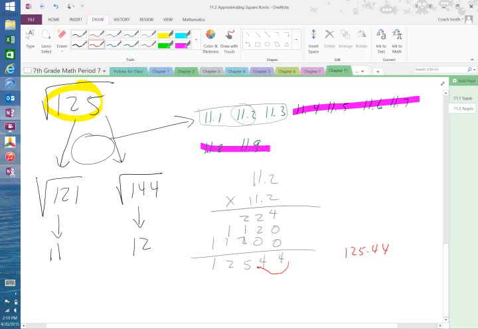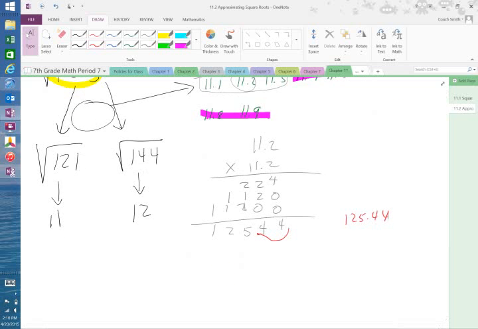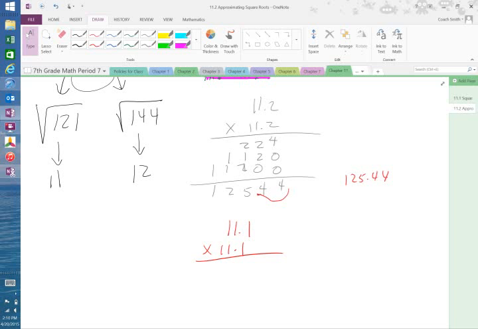125, right? Okay, well that's pretty close, but it's already over, so I've got to check 11.1 times 11.1 to make sure that it's not closer. You can be over. In other words, this is not wrong because it was over. It's whatever is closest to the 125. And I can't remember if that one's it or not.